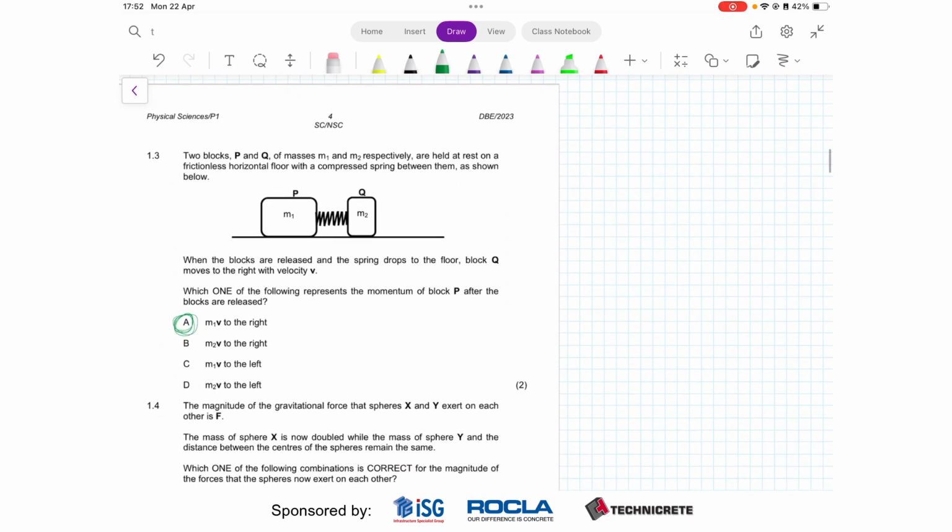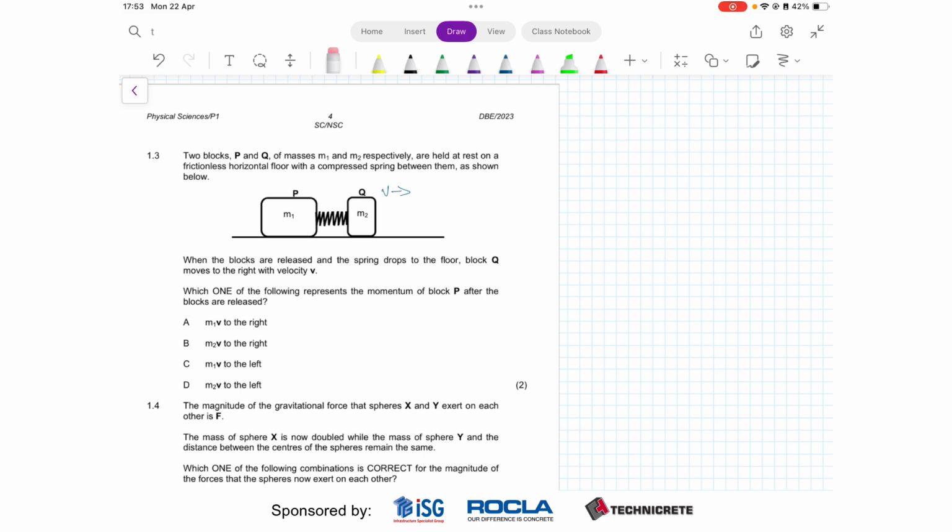So 1.3, two blocks M1, M2, frictionless horizontal floor and compressed spring between them. When the blocks are released and the spring drops to the floor, okay, block Q moves to the right with velocity v. So Q moves to the right with velocity v. Okay, which one of the following represents the momentum of block P after the blocks are released? Okay, that's 1.3.